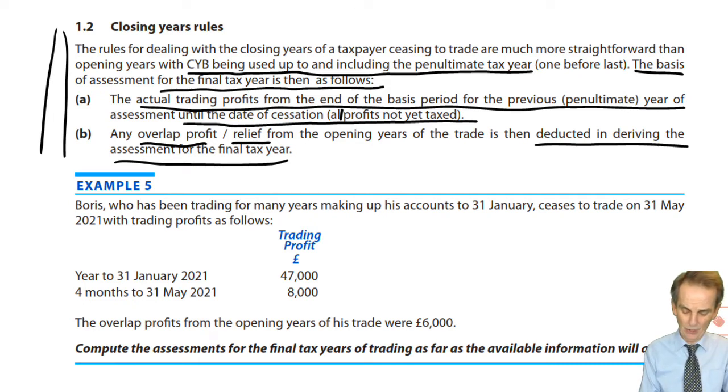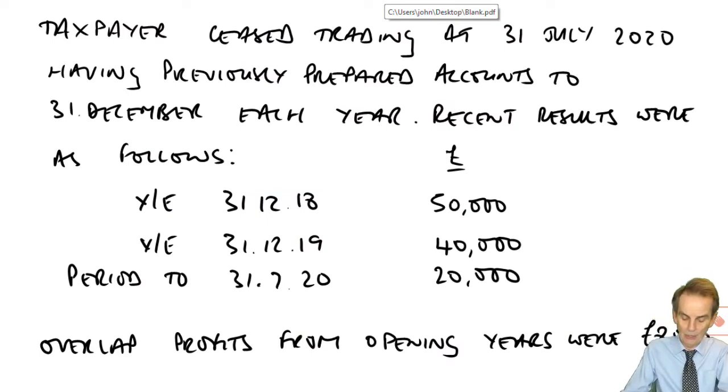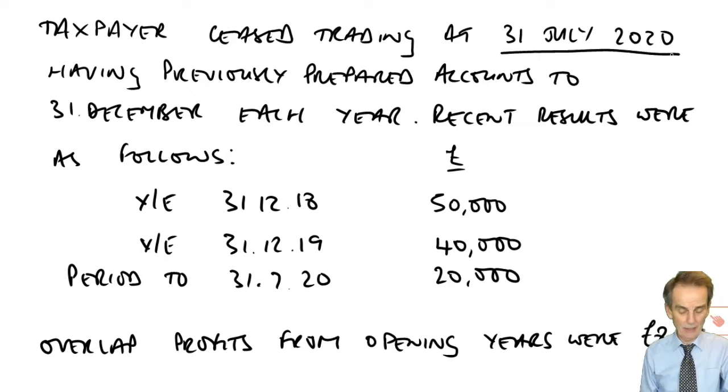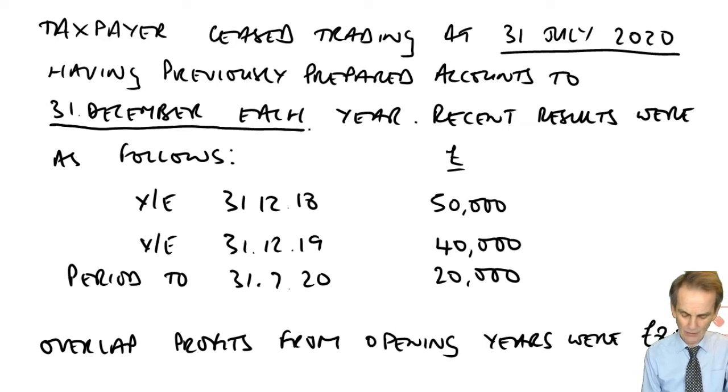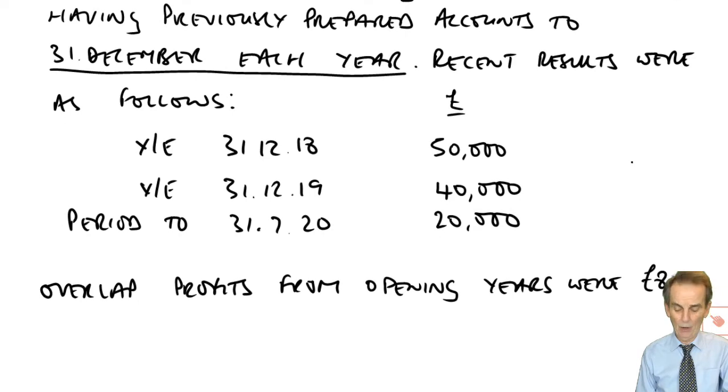Right. Let's have a go at a couple of examples just to illustrate how we go about this and what we might find. So I'll give you a moment there if you just want to pause this just to copy down this particular example. I'll read it through for you so that we know what's involved. The taxpayer ceased trading at the 31st of July 2020, having previously prepared accounts to the 31st of December each year. Recent results were as follows.